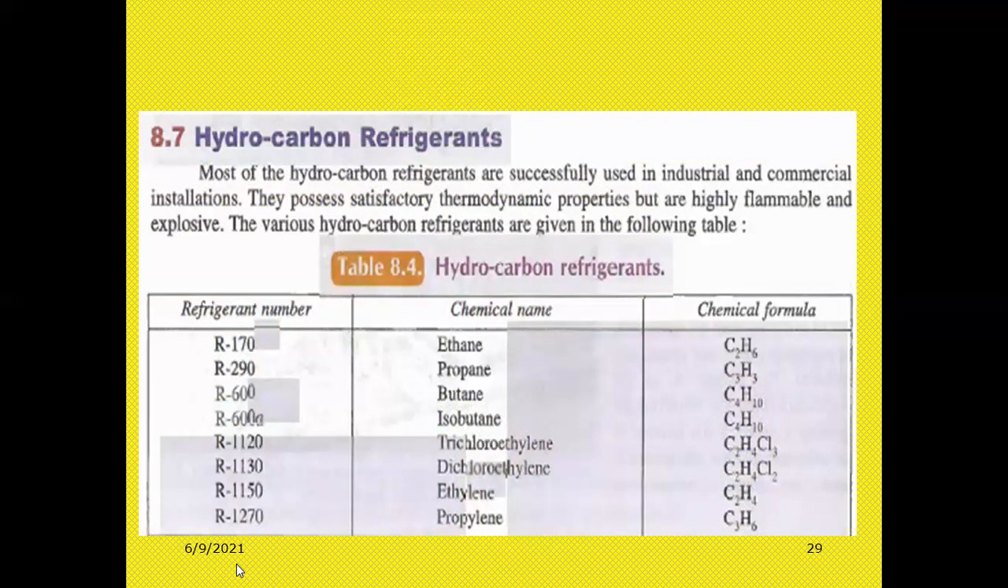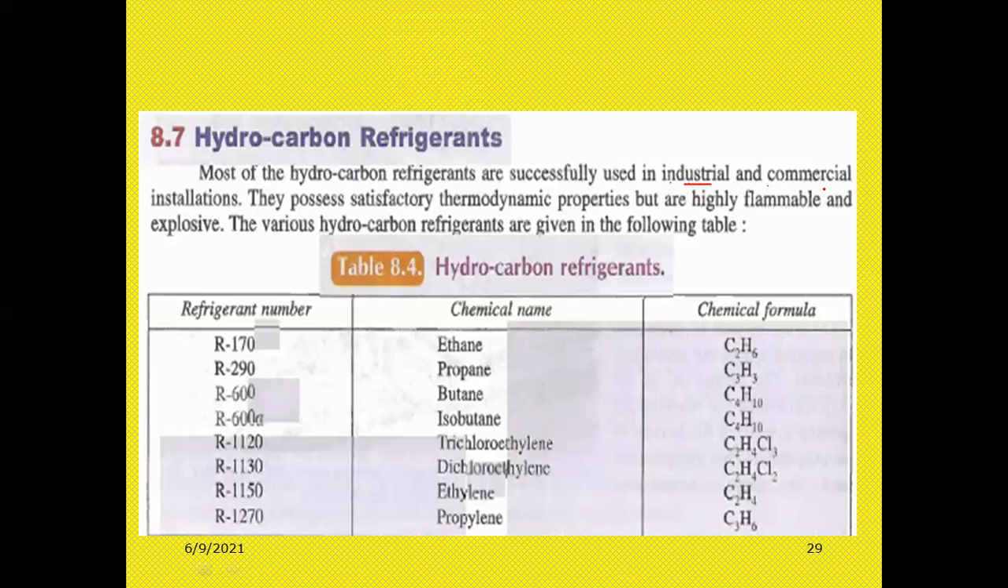Hydrocarbon refrigerants. The name itself says we have atoms of carbon and hydrogen in the refrigerants. Most of the hydrocarbon refrigerants are successfully used in industrial and commercial applications. We generally have four types of refrigerants: halocarbon refrigerants, organic, inorganic, hydrocarbons. Industrial means big factories having air conditioning and refrigeration, and commercial means domestic plus commercial.